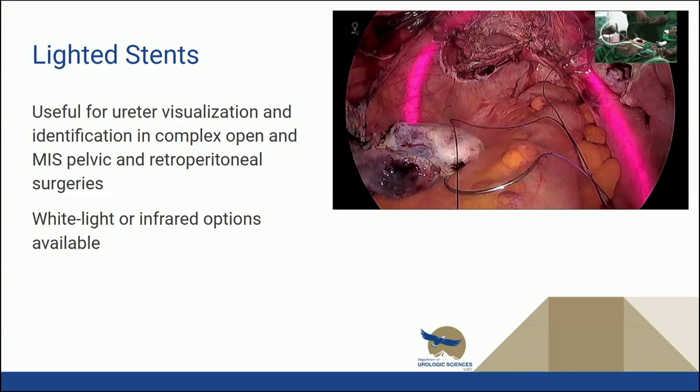Lighted stents are another way that we can use in order to help identify the ureters. And so it's useful because it provides a landmark both for the dissection as well as the handling of the ureter. There's white light or there's infrared options available commercially for this, although I personally don't have much experience with these lighted stents myself.